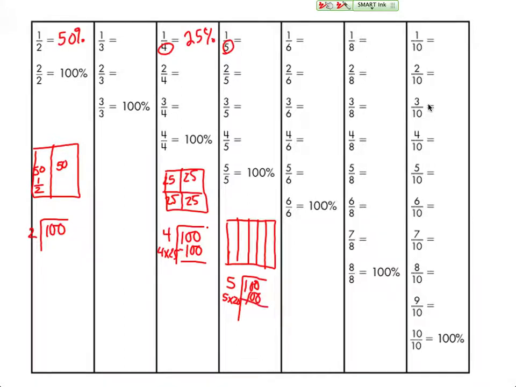So each fifth is going to be what percent? Allison? 20%. So 1/5 would be equal to 20%. Okay? Remember how I said thirds and sixths are hard ones? We're going to skip those and come back.